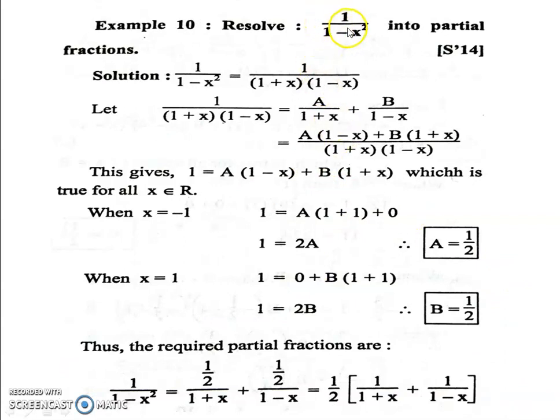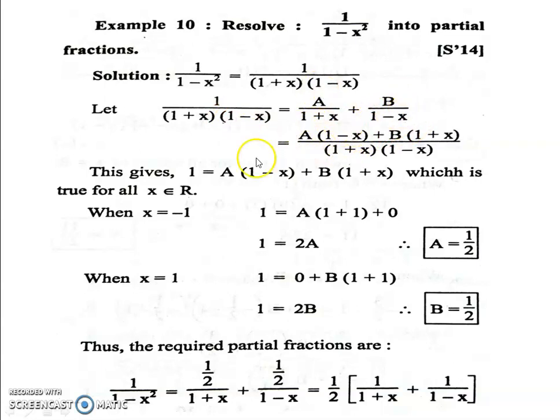Here, one more example in a different pattern. 1 upon 1 minus x square is given. Solve it into partial fractions. 1 upon 1 minus x square, we know that a square minus b square is (a plus b) and (a minus b). So our a is 1, b is x. So a plus b into a minus b, so 1 plus x, 1 minus x. So we have to solve 1 upon (1 plus x)(1 minus x) as A upon 1 plus x plus capital B upon 1 minus x.